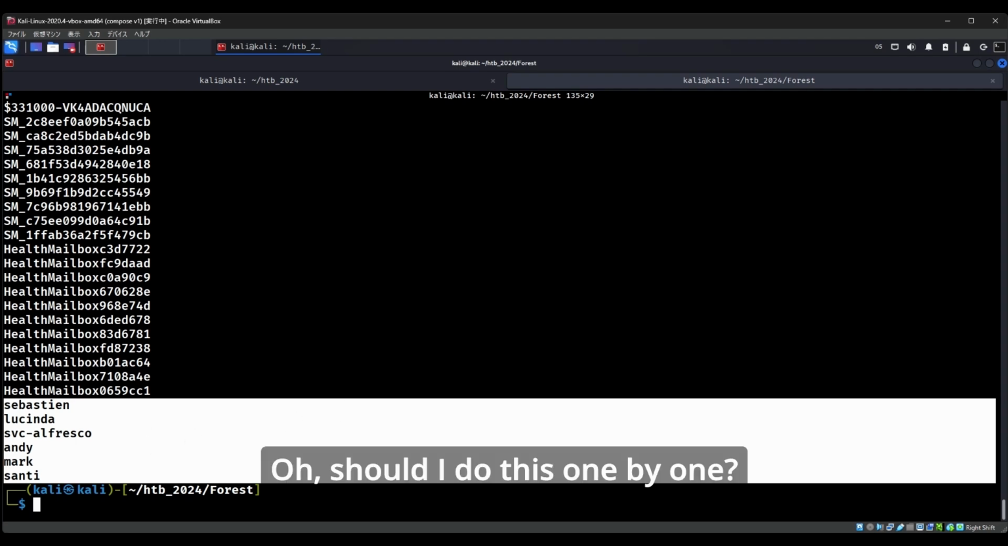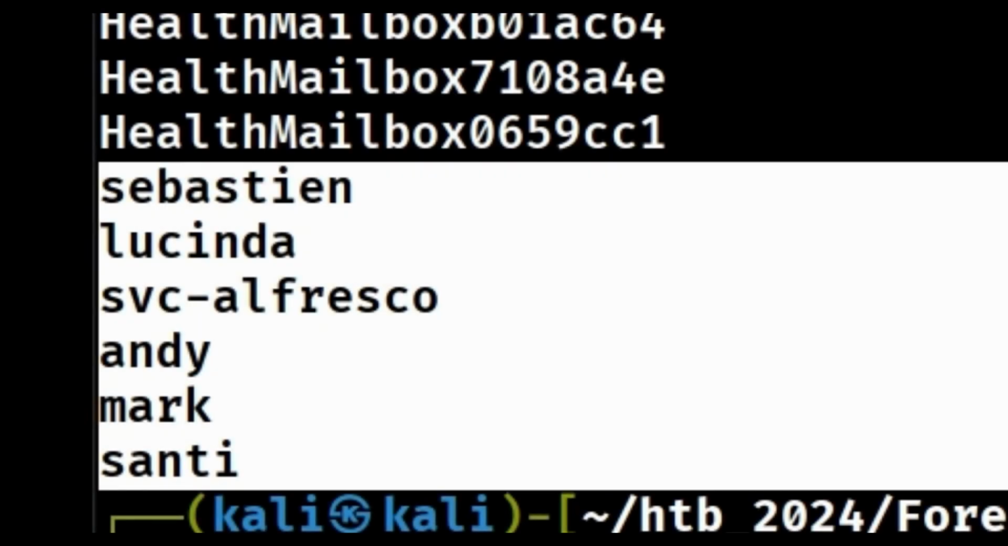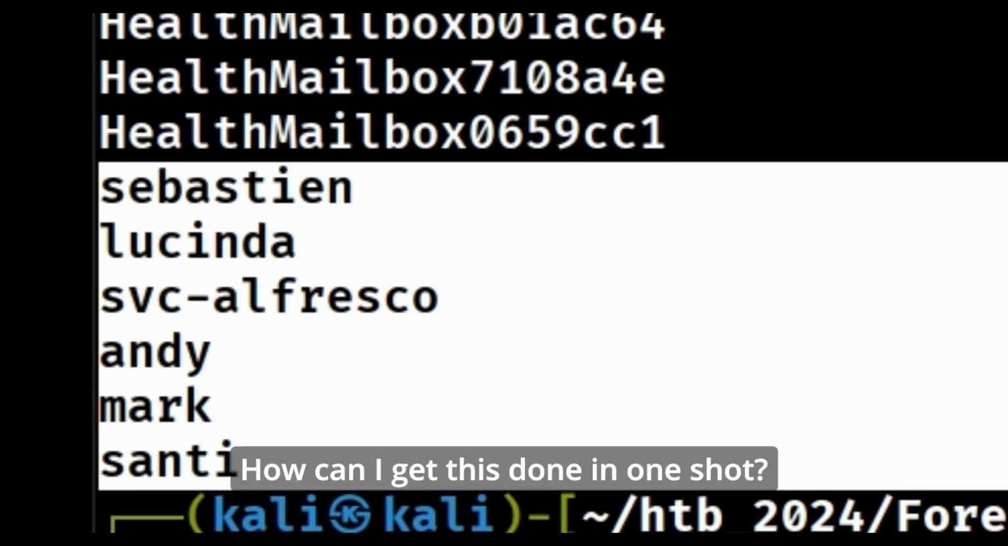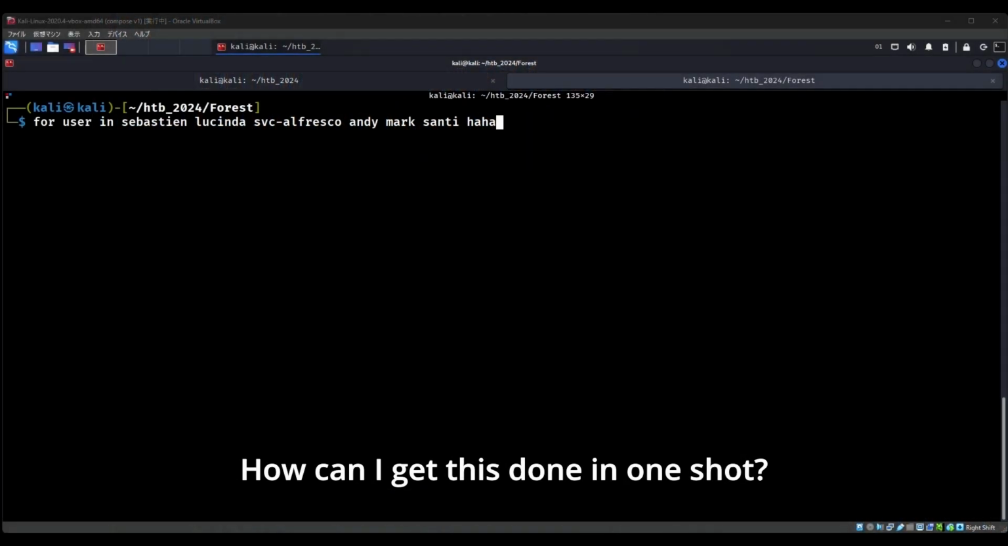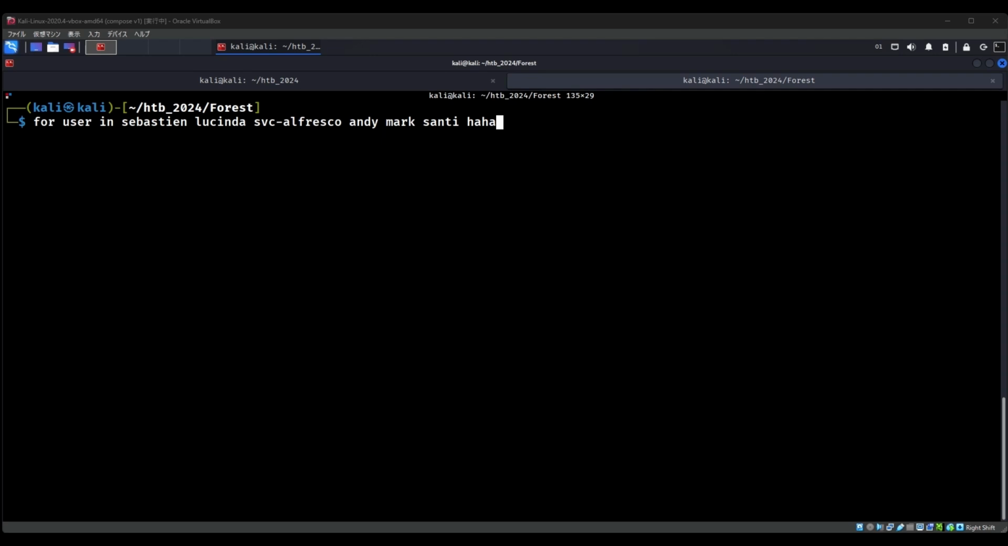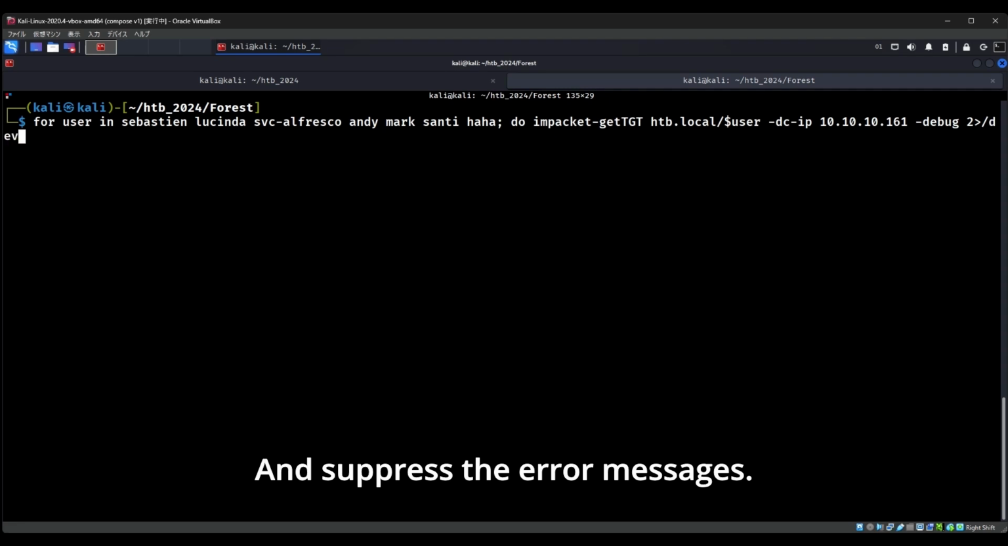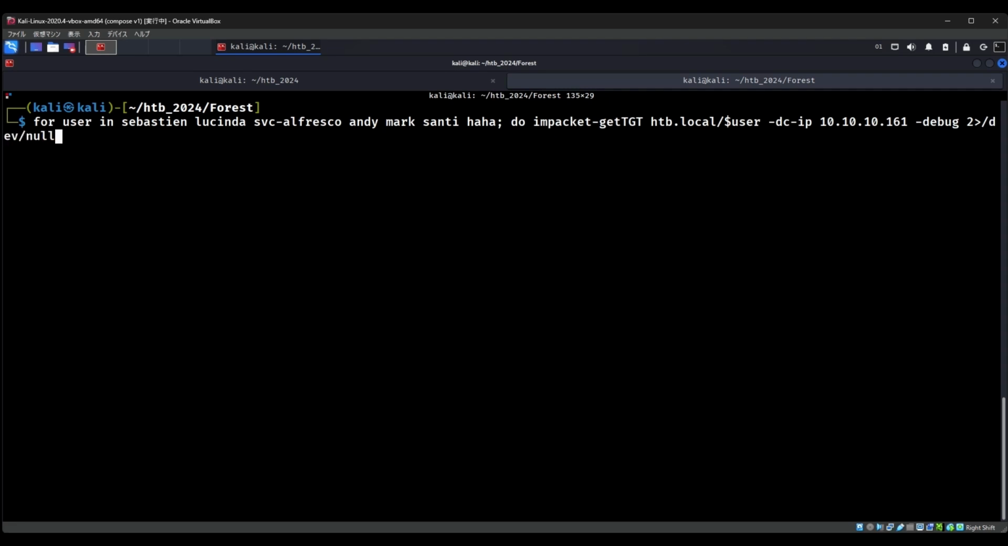Oh, should I do this one by one? It's annoying. How can I get this done in one shot? I think I can iterate over the usernames this way and suppress the error messages. Okay, let me try this.